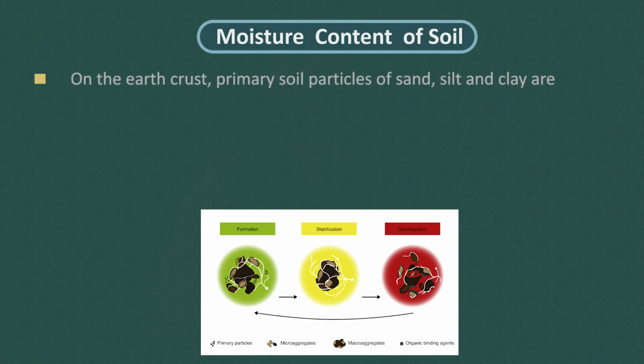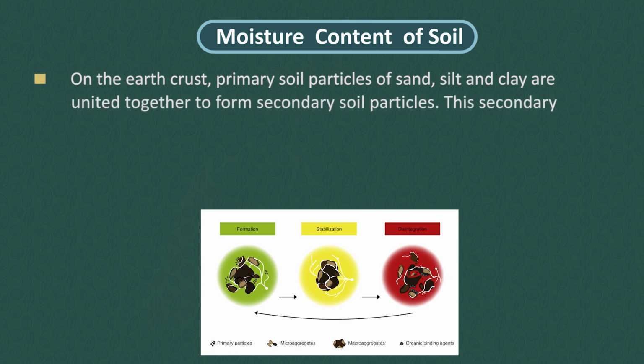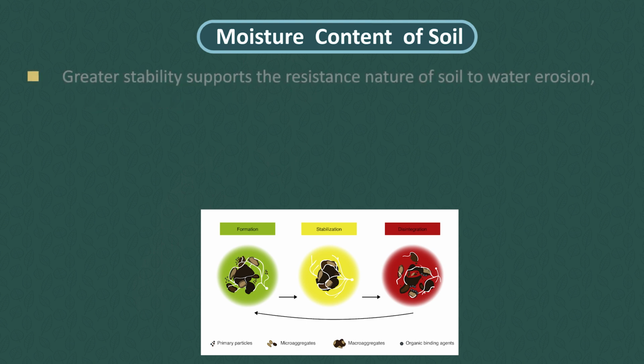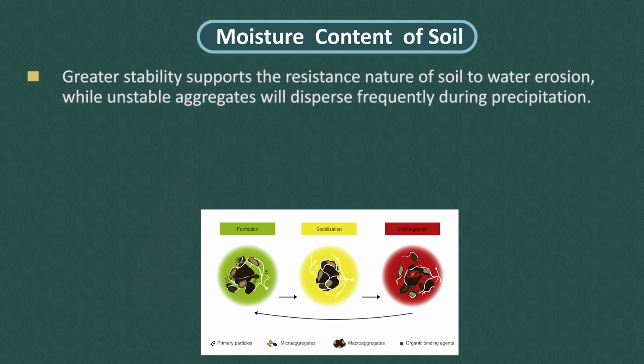Viewers, in the earth's crust, primary soil particles of sand, silt and clay are united together to form secondary soil particles. These secondary soil particles are called soil aggregates or peds. In pedology, aggregate stability is an important indicator of soil physical quality. Greater stability supports the resistant nature of the soil to water erosion, while unstable aggregates will disperse frequently during precipitation.